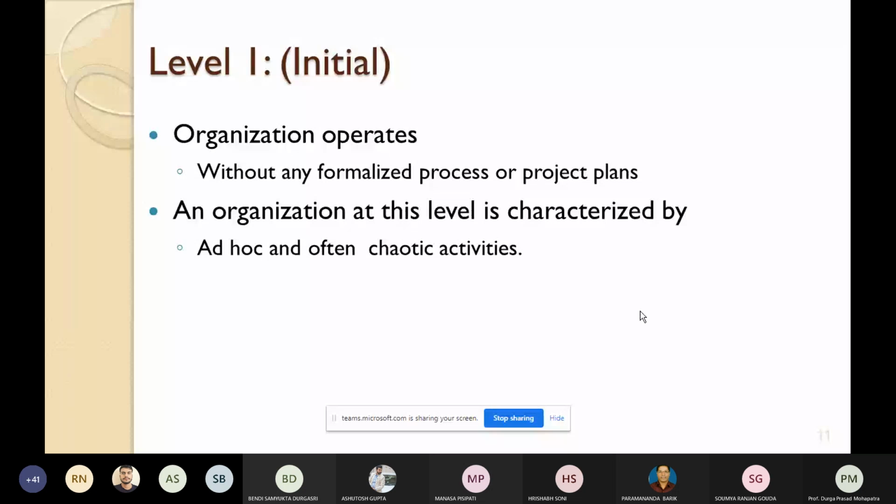So level 2 KPIs are the following. You have to perform software project planning. You have to do tracking of size, cost, and schedule. You have to monitor the project. You have to perform configuration management. You have to perform subcontract management. If all those things at level 1 you can do, then you can easily go to level 2.